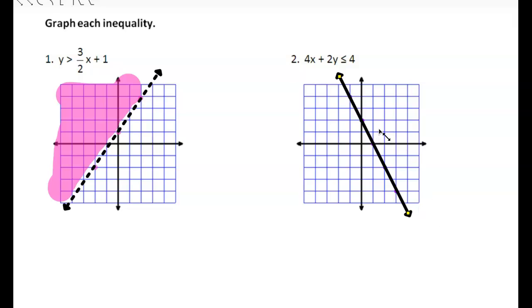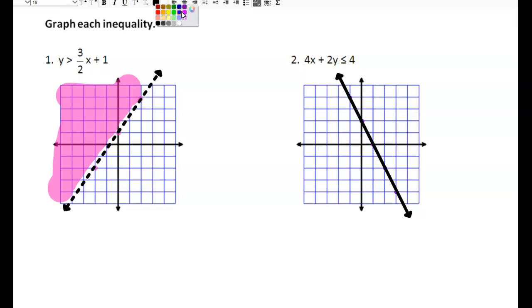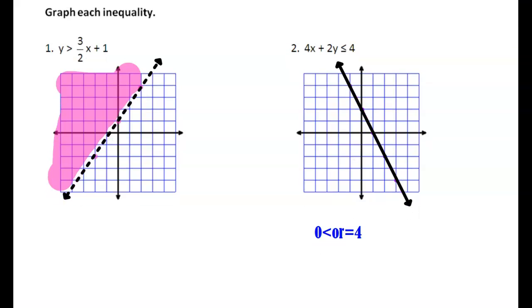And then when it's in standard form like this, we can't tell based on the inequality. So we have to pick a test point. So I'm going to select the test point 0, 0. So you get 0 plus 0 is less than or equal to 4. So 0 is in fact less than or equal to 4. So therefore my test point of 0, 0 would be true. So if my test point is true, then I can shade where my test point was.